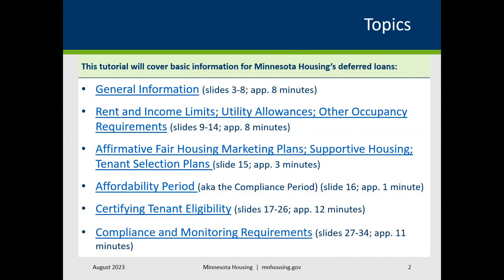Other topics include information pertaining to rent and income limits, utility allowances, and other occupancy requirements. This tutorial also includes helpful information regarding affirmative fair housing marketing plans, supportive housing, tenant selection plans or TSPs, the affordability period, also known as the compliance period, certifying tenant eligibility, and pre-closing and post-closing compliance requirements. In addition, basic information on how Minnesota Housing monitors properties for compliance is also discussed.